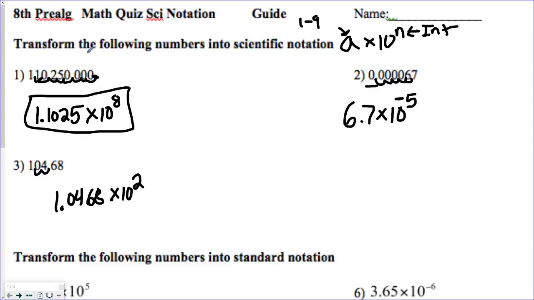And so again, you start wherever your decimal point is located. In this one and in this one, the decimal point was given to us, and then in number 1, we just assume it's behind the number.